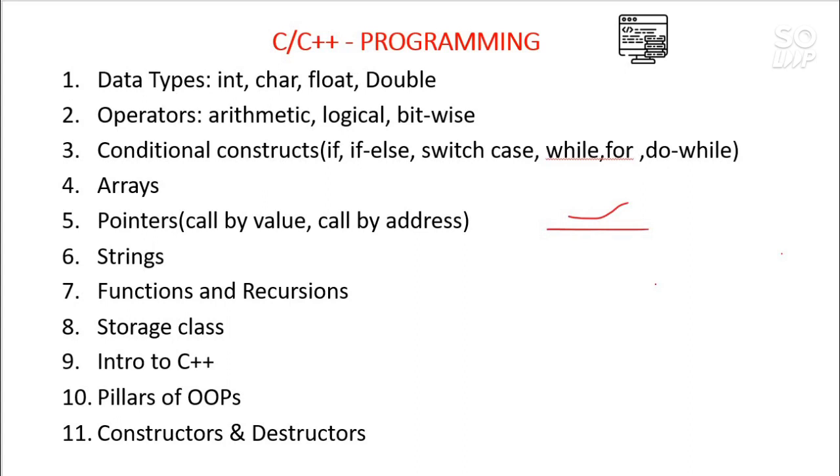Like thus strings, like a string is used to store text and characters, terminated with slash 0. And the functions and recursions are like the function is a group of statements that performs the task, like the function call and everything. Recursions are used for a function that calls itself.